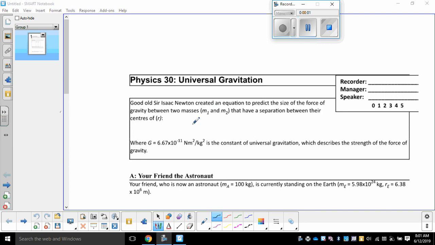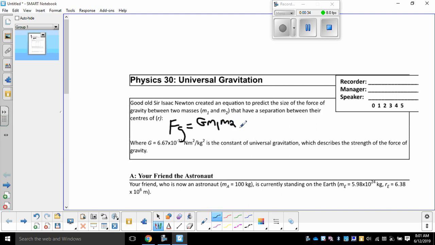An equation to predict the size of the force of gravity between two masses. Notice we need two masses, and they have some separation we're going to call r. So the force of gravity is equal to big G. This is called the universal gravitational constant. It's the same for every object, everywhere, not just on Earth. Then we multiply the masses together and divide by the space between them squared.